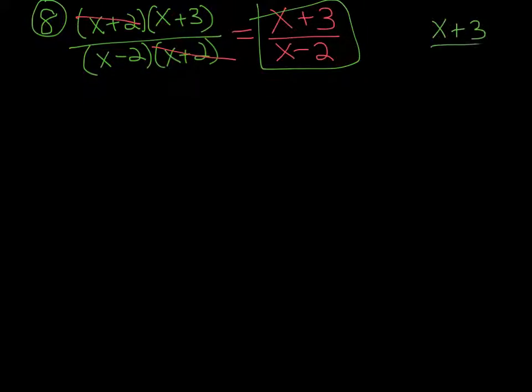Similar to the previous thing, if you try to cancel out the x and the x, you cannot do that. That unfortunately is wrong. The reason being that x plus 3 is a factor, and x minus 2 is also a factor. Those are separate factors. You cannot cross the x's out. So the answer is x plus 3 over x minus 2.